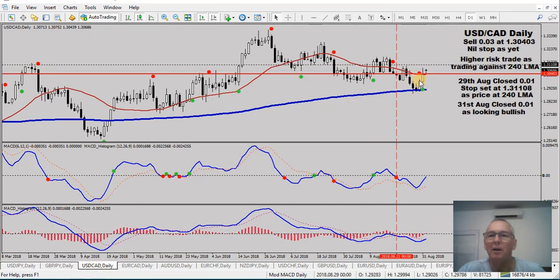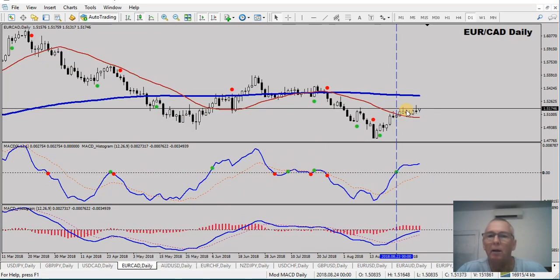USD CAD, in a sell back here. I did take the sell. I closed out half when price got to the 240 LMA, and I put a stop in place. I think I've closed out two thirds of this, because it's a three micro lot trade. Closed out two thirds of it, and there's a stop in place for the final one. It looks like it's getting close to crossing and also heading up towards my stop.